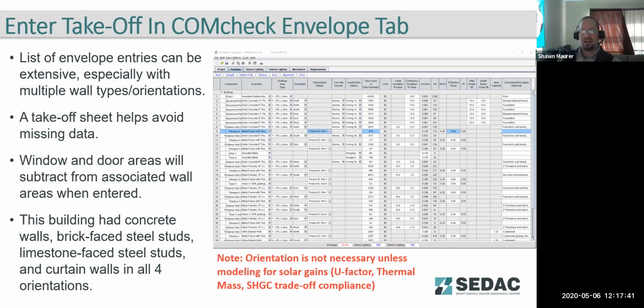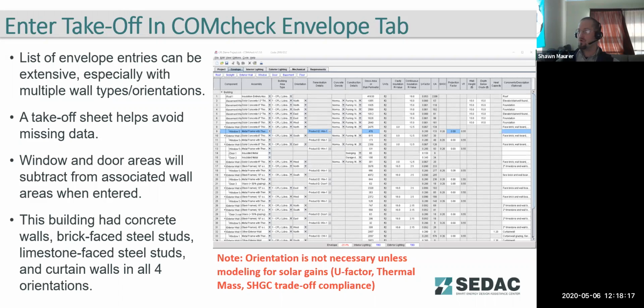For entering those into COMcheck, as you can see here, I did a little bit more of a complex example where I entered in each assembly type by its orientation. So if I had a north-facing brick wall and a north-facing framed wall, I entered both of those in for each of the north, south, east, west orientations. It is important to note that that is not necessary to complete a COMcheck. You can just enter in total areas without entering in orientations of those.